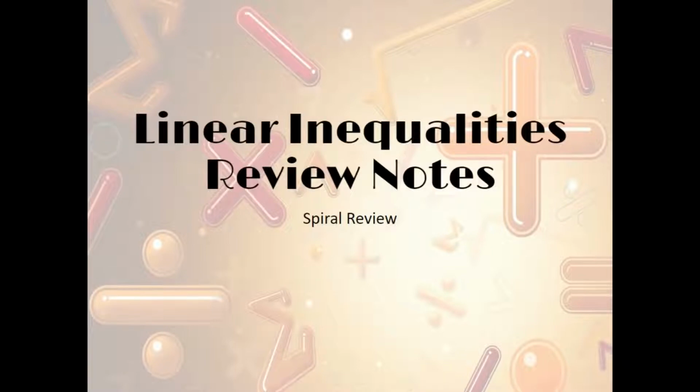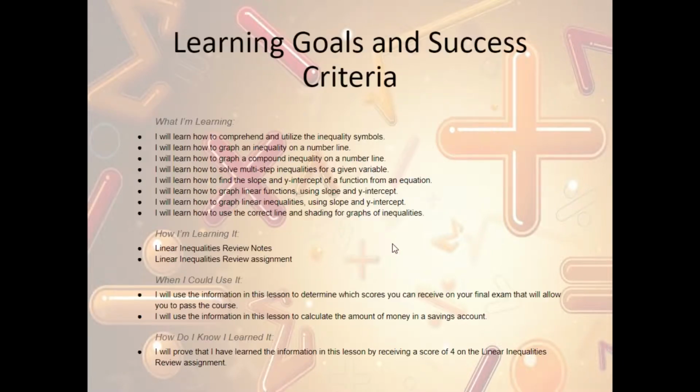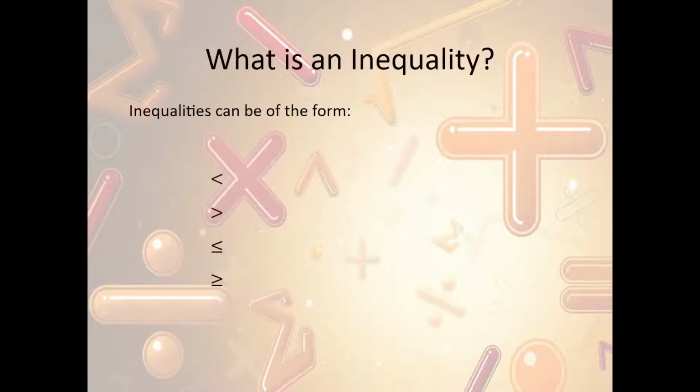Let's take a look now at the Linear Inequalities Review Notes. The notes begin with the learning goals and success criteria. Now, what is an inequality? An inequality can be of any of these forms. This symbol, this one here. So this one looks like an arrow going this direction, an arrow going this direction. And then we have the arrows with the little bars underneath. And what do these mean?